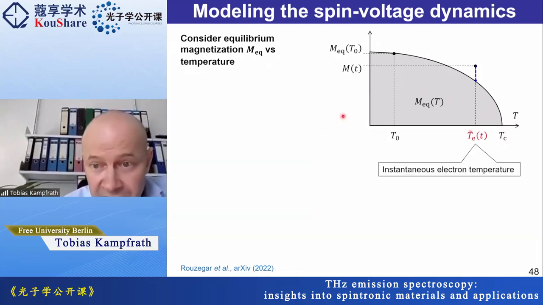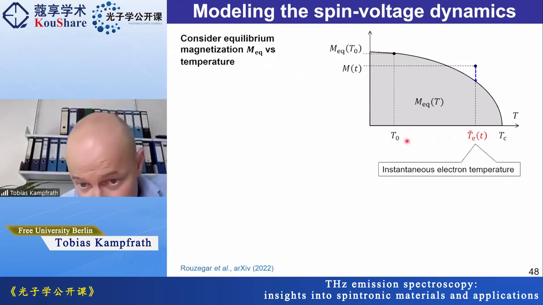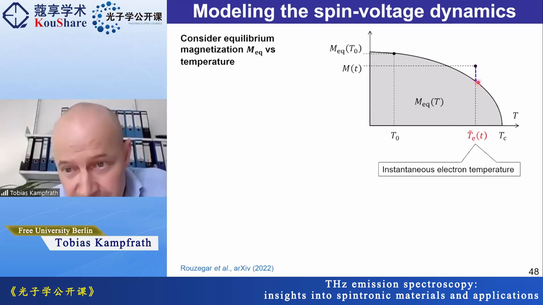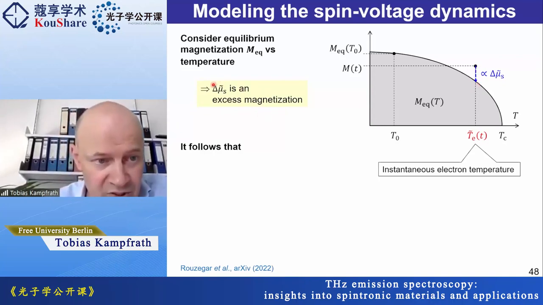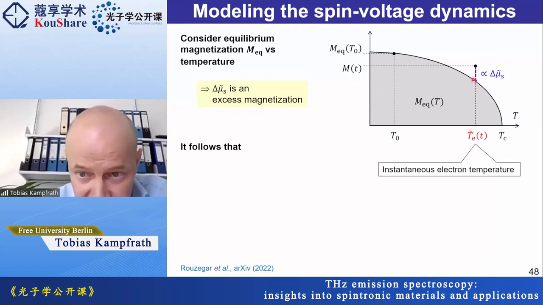Okay, and what happens in our experiment? We start at ambient temperature, room temperature, for example 300 K. We start here. We excite the sample with our laser pulse, and we get an increased electron temperature, this one here. And now we have a sample with a certain magnetization M, which is here. But actually, the sample would like to approach this new magnetization. The difference between the actual magnetization of the sample and the magnetization the sample would like to achieve is nothing but the spin voltage. That's why we can call this spin voltage an excess of magnetization that the sample would like to release. So the spin chemical potential, or the spin voltage, is nothing but an excess magnetization, the difference between the actual magnetization and the magnetization the sample would like to have.